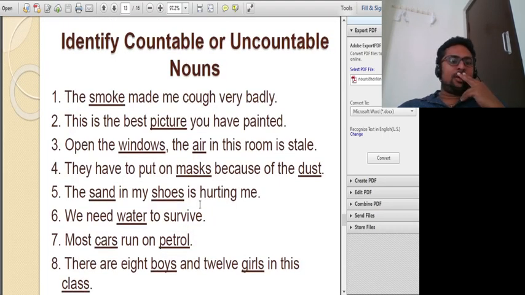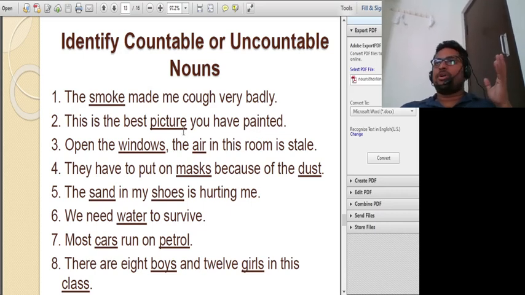Please identify the countables and uncountables in the following sentences. The smoke made me cough very badly. Smoke, can you count smoke? No, so it is an uncountable noun. This is the best picture you have painted.